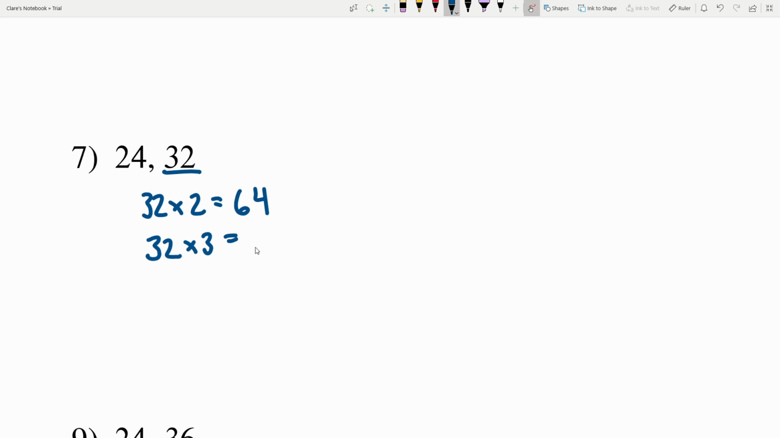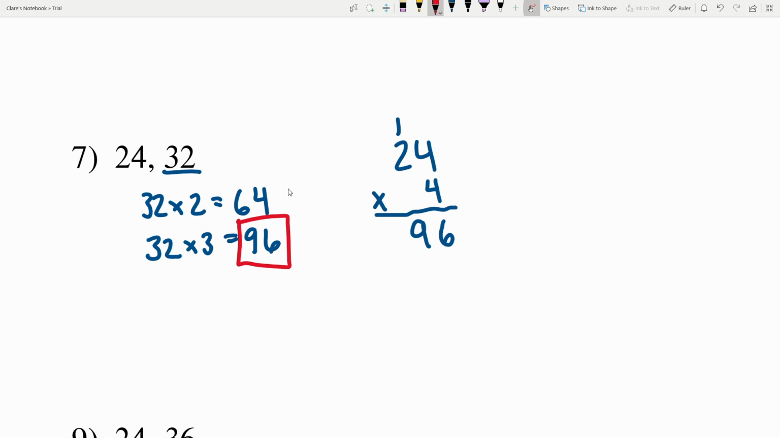32 times 3 is going to be 96. Does 24 go into 96? Yes, 24 does go into 96. 24 times 4 equals 96, because 4 times 4 is 16, carry the 1, 2 times 4 is 8, plus 1 is 9, so 96. So 96 is indeed our least common multiple in number 7.